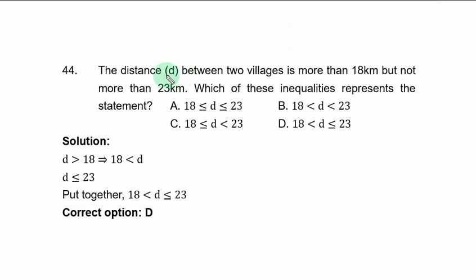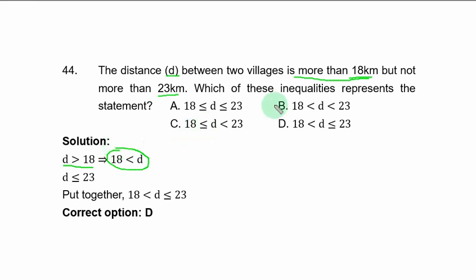Question 44. The distance D between two villages is more than 18 kilometers but not more than 23 kilometers. Which of these inequalities represents the statement? From the first statement, the distance D is more than 18 kilometers. That is, D is strictly greater than 18. This implies that 18 is less than D. If you interchange the position of D and 18, the symbol also changes.